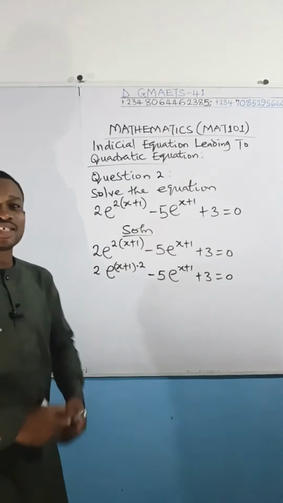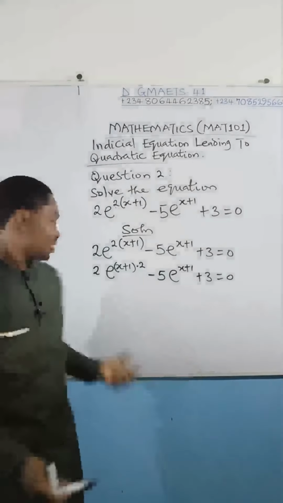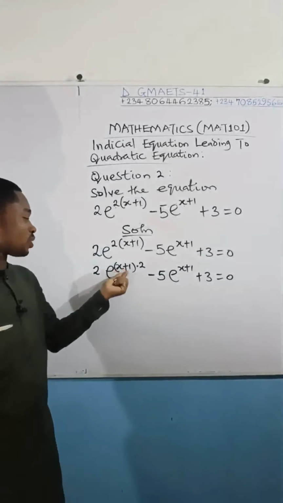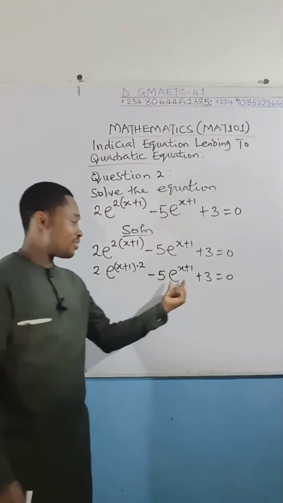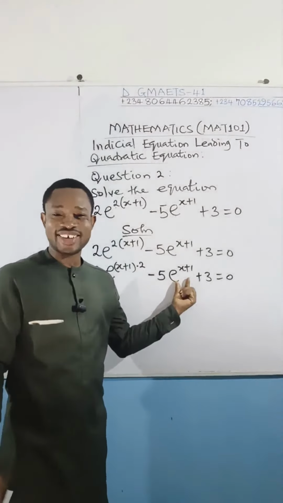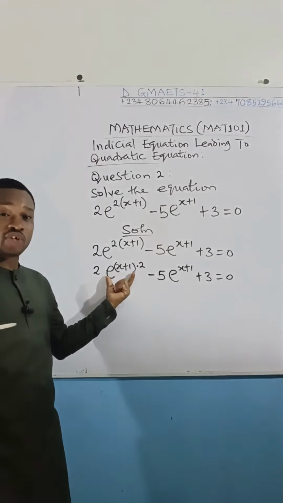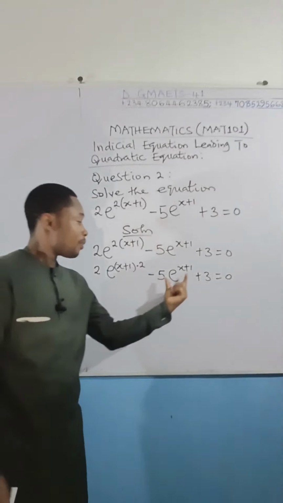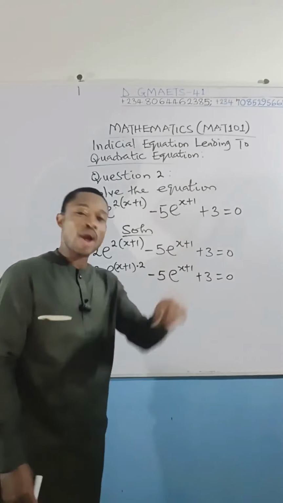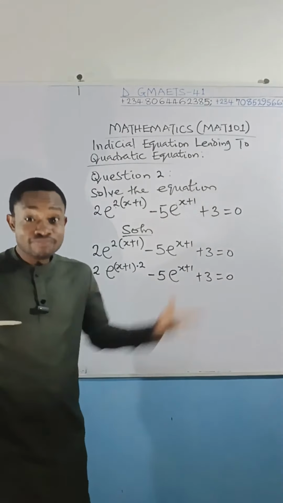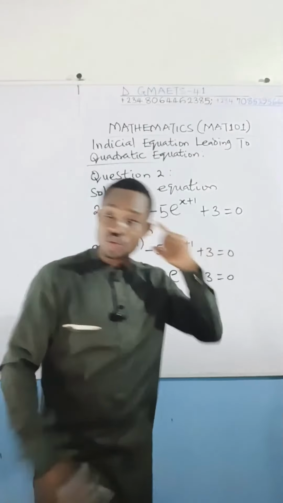From here, someone can decide to say, okay, let k be equal to this exponential x plus 1. You see that you have this exponential x plus 1 here. You also have this exponential x plus 1 here. The only difference is that the power of this exponential x plus 1 term here is 2. But here, the power of this exponential x plus 1 term is 1. So it becomes quadratic with the power reducing from 2 to 1 in that order.